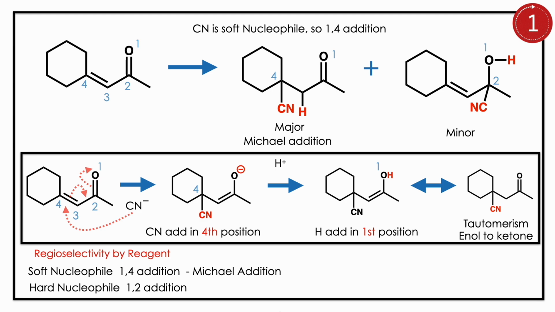Here you have an alpha beta unsaturated ketone, so 1,4 and 1,2 addition is possible. Since cyanide is soft, it adds in the fourth position. Then you have O minus, then O minus becomes OH. Then keto-enol tautomerism occurs, you have the final product. So if you look at it, you have 1,4 addition as the final step. The concept you outline here is cyanide is the soft nucleophile which will promote the regioselectivity in 1,4 form.